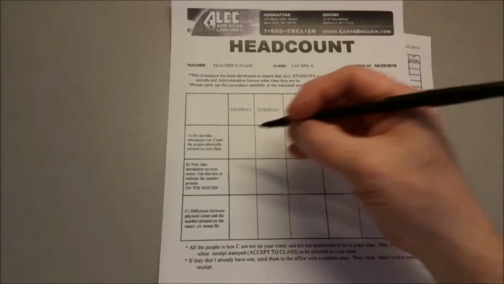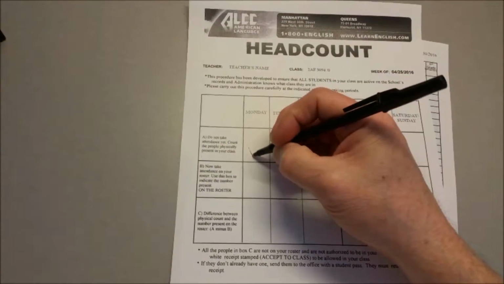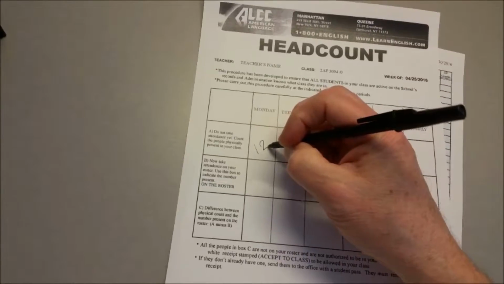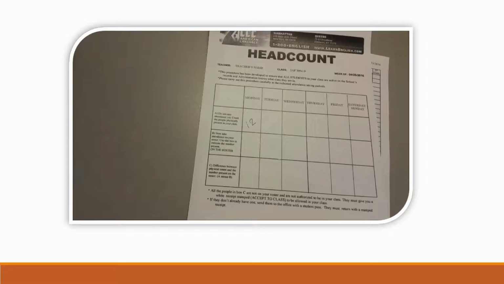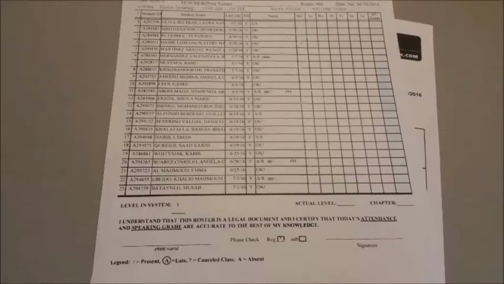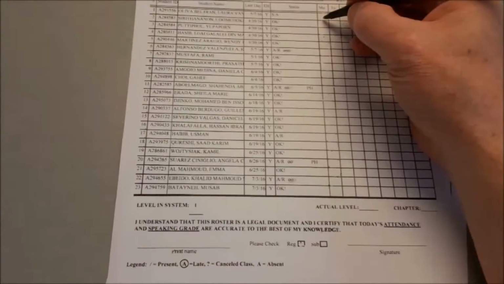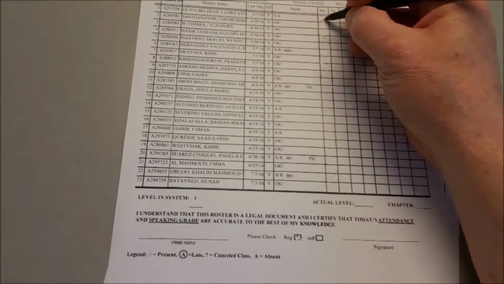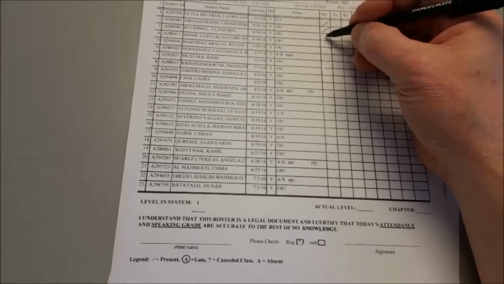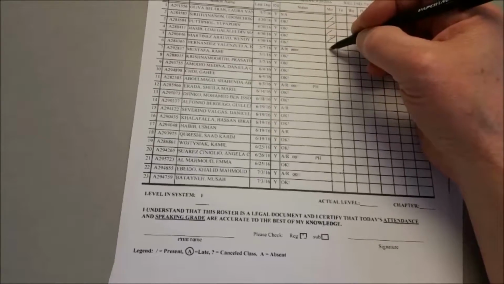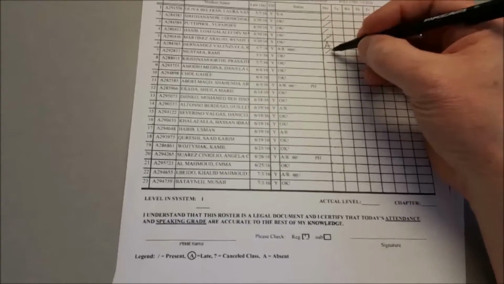Begin by counting how many students are present in the room and recording that number on row A of your head count sheet. Then call on students' names. Those who are present are marked with a /. Those who are not present at the time of attendance taking are marked with an A for absent.